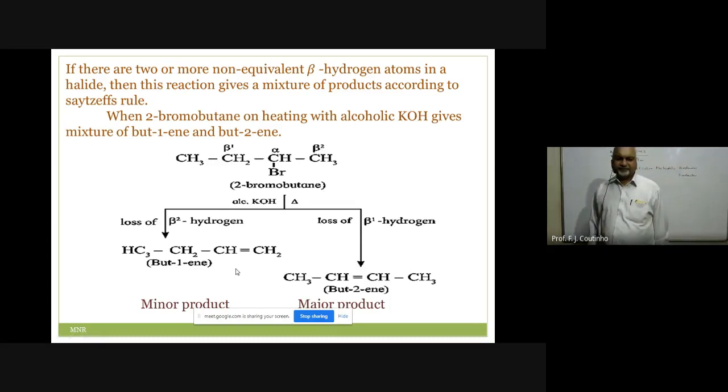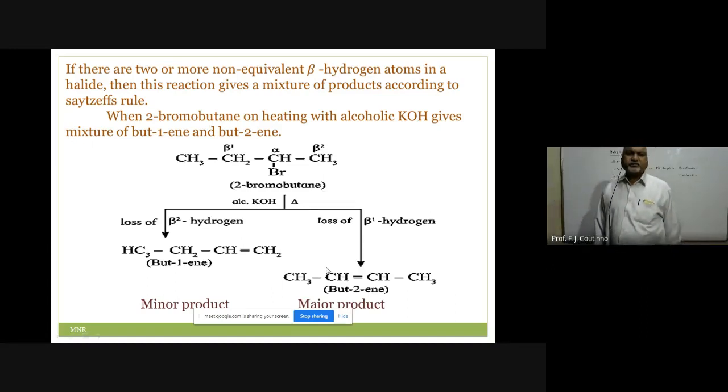In the second, there is a loss of a beta 1 hydrogen atom. The hydrogen atom is lost here, because in the first step you get but-1-ene, and the second reaction gives but-2-ene. Here the hydrogen is lost from here. As a result, when you lose the hydrogen, what remains is CH3, which is as it is, CH as it is, double bond CH. So Br and hydrogen are removed from the adjacent carbon atom, that is beta 1, and CH3 remains. So you get but-2-ene.